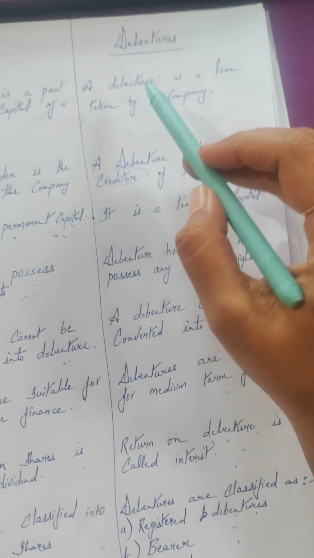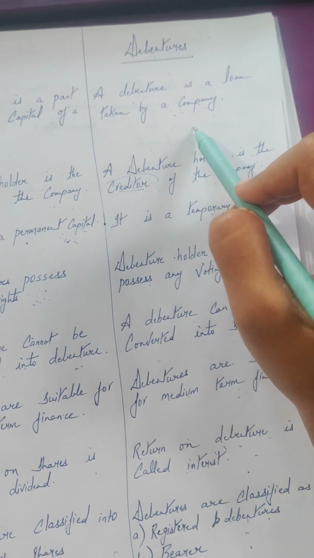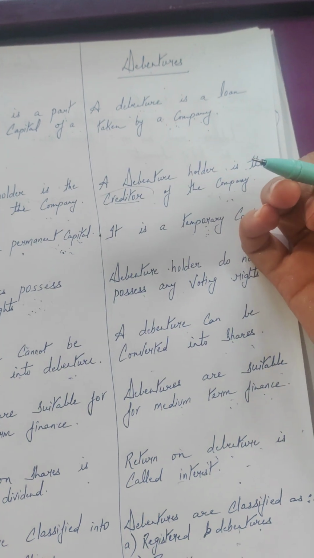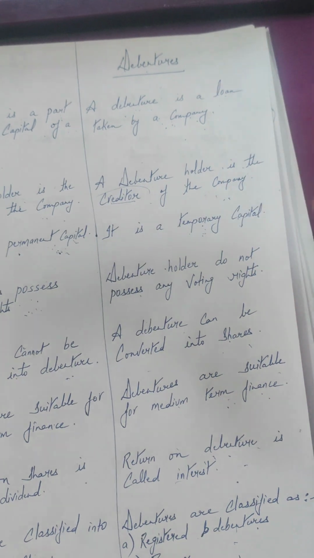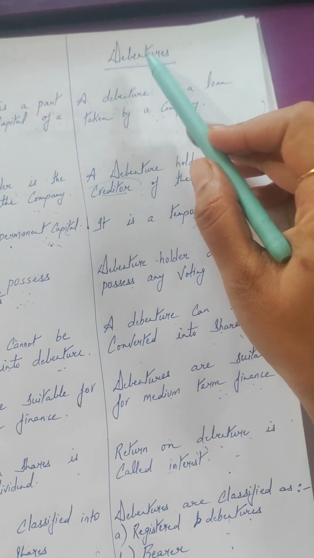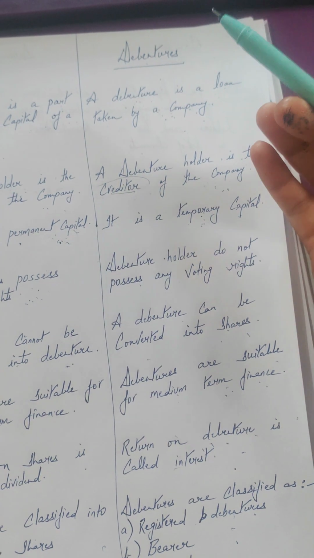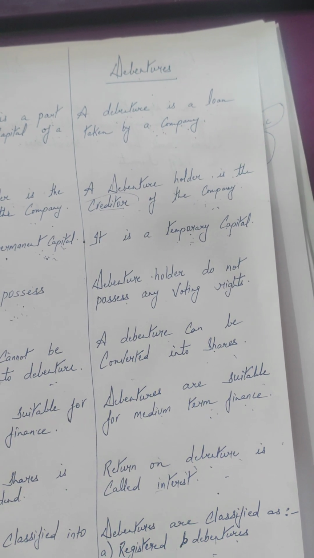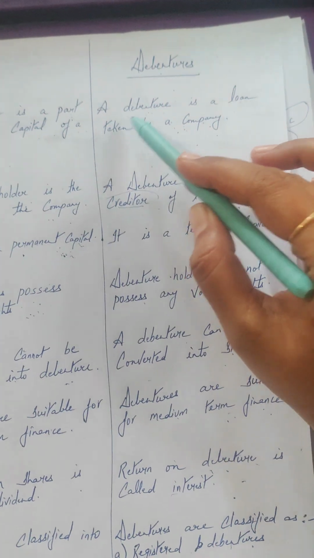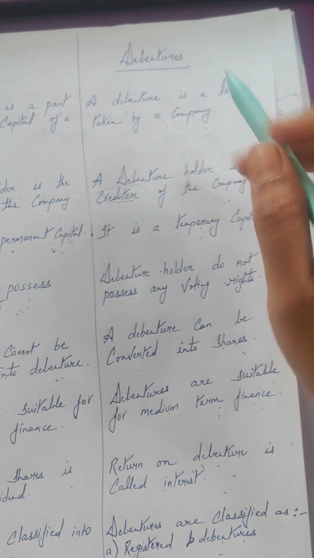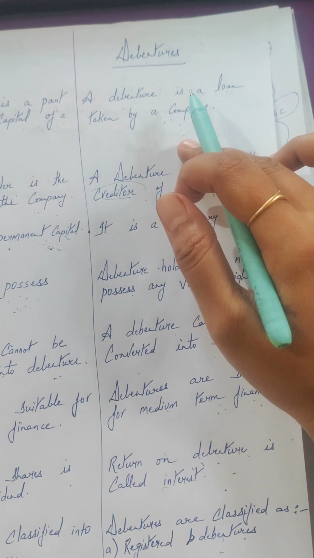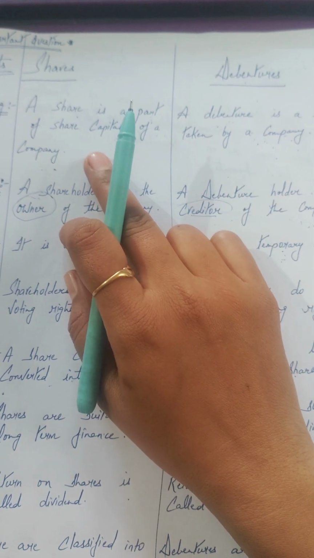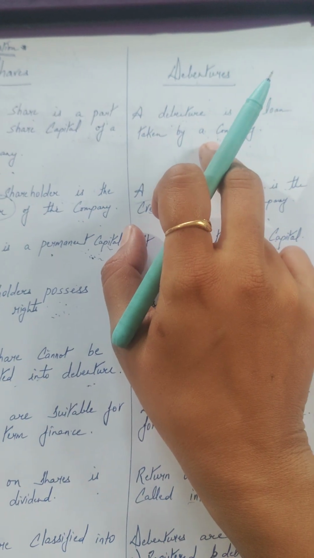Now what is a debenture? A debenture is a loan taken by a company. What happens if I am opening an ABC limited company? I want to take a loan. That is in the form of what? That is in the form of debenture. Whenever we are starting any kind of company, we want a loan for the assets and all. So a debenture is a loan taken by a company. A debenture holder is also known as the creditorship securities. Share is called the ownership securities, and debenture is called the creditorship securities.